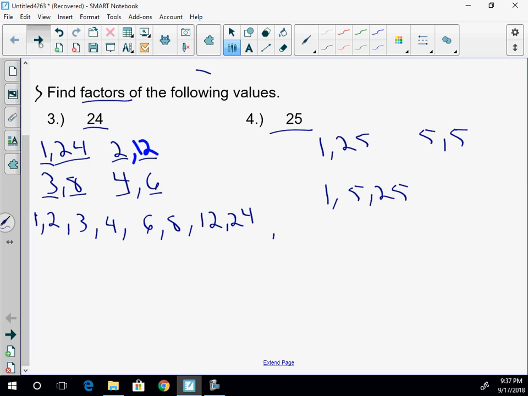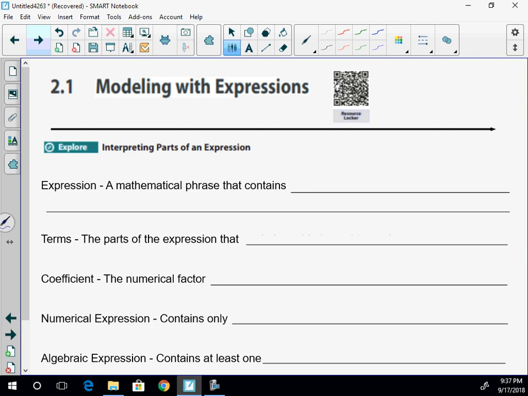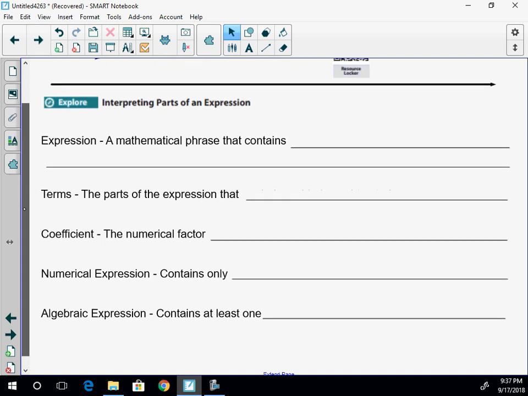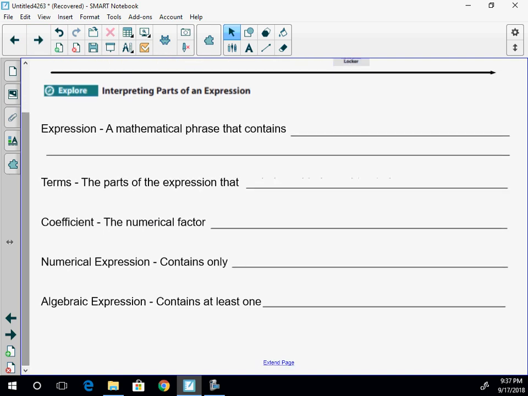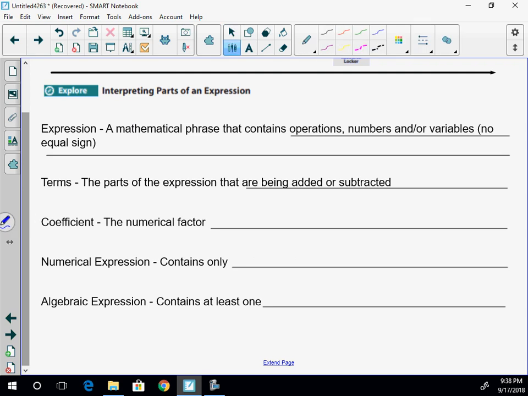Okay, moving on here. What are we talking about in this class today? We're talking about modeling expressions, not equations, expressions. I'm going to click through this pretty fast, and once it's all there, I want you guys to go back and fill it in, right? So what's an expression? It's a mathematical phrase that contains operations, numbers, and or variables. It has no equal sign, okay? This is something that we have talked about before, so nothing too surprising. Terms, the parts of the expression that are being added and subtracted. So let's talk about that for a second.